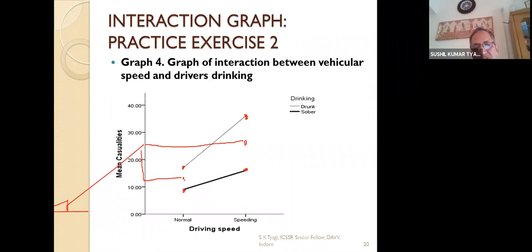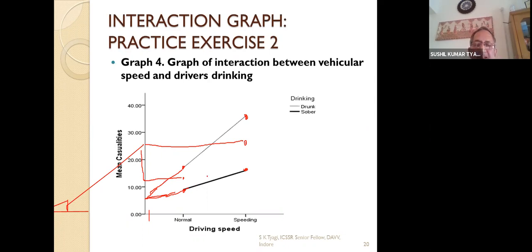And these two lines also intersect. Suppose I take normal somewhat here at this place, then the line will be extended to this place, and this line will extend to this place. So you will find these two lines may intersect. If they are not intersecting, if they are extended, they will intersect. Therefore, there is an interaction.